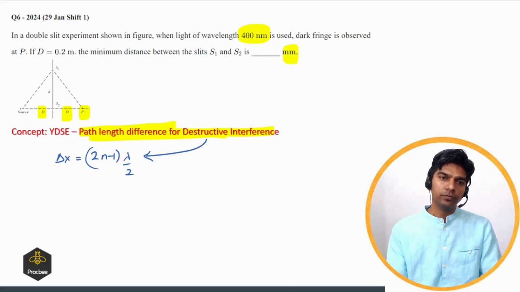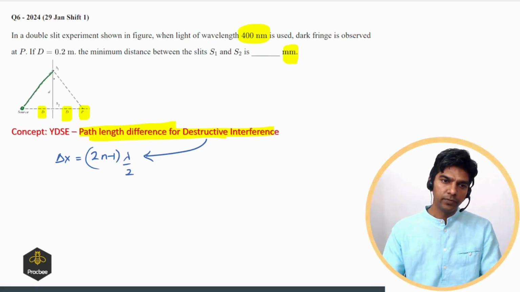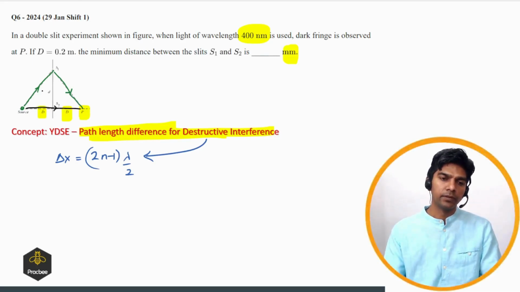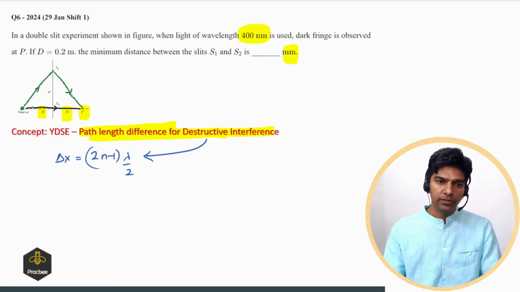So what we're going to do, we need to find the path length difference. So this is, let us say, the first ray, and this one is the second ray. The length of this green ray, its difference with the length of this black one, will give us the path length difference.